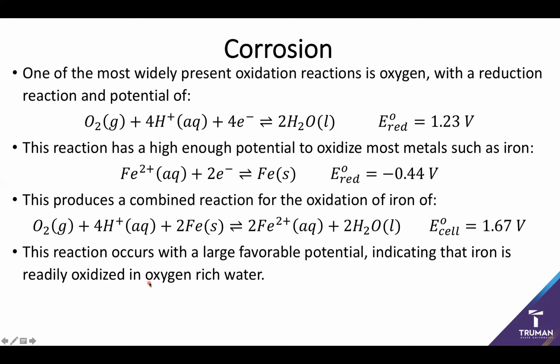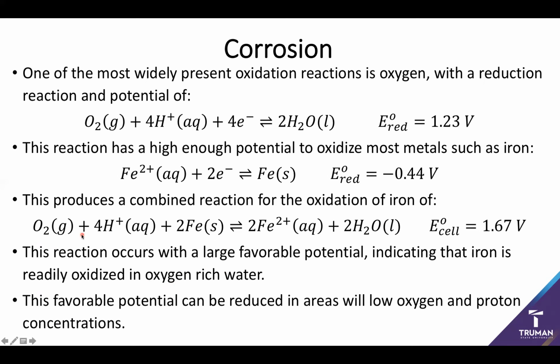Again, assuming that there's enough oxygen present, and again, enough proton concentration. So as long as I have enough protons and oxygen, we'll be staying fairly close to this standard state potential, indicating that iron will readily corrode to form our iron ions. Again, removing the iron from the surface. So how can we go ahead and remedy this?